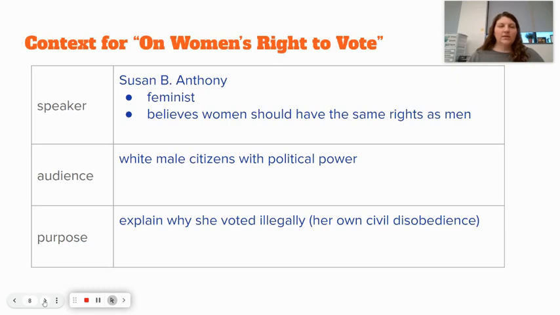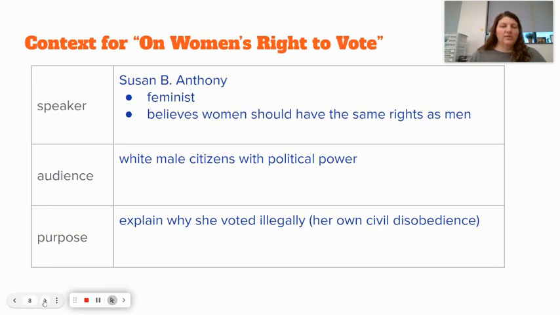The audience is white male citizens with political power. So at the time, any men other than white men also did not have the right to vote, and she addresses that in her speech as well. So who she is speaking to is exclusively white male citizens who have political power or have the power to change laws and allow or give the right to vote to additional groups of people.